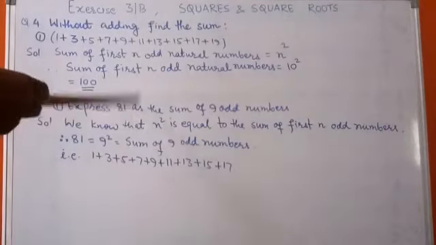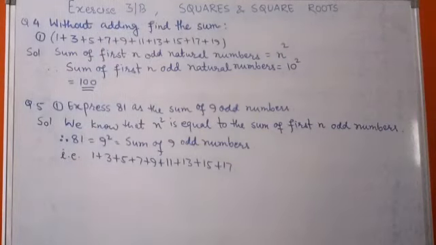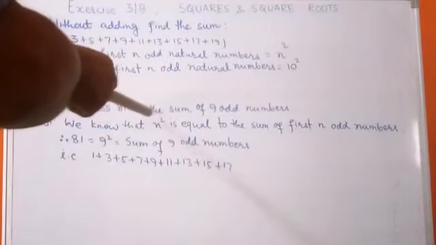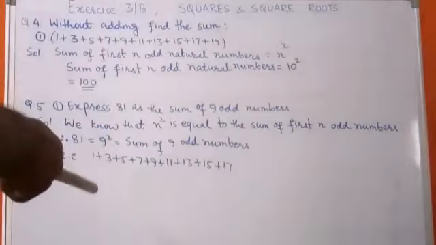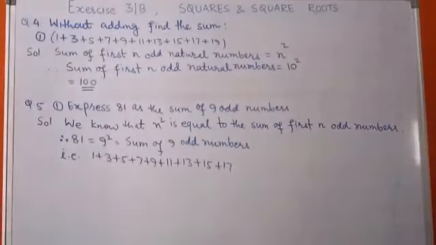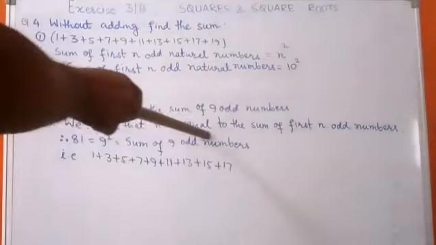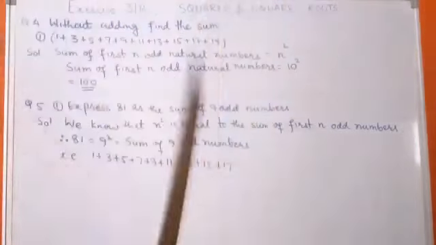Now question number 5. Here again the square of one odd number is given. We have to write this number as the addition of n odd natural numbers, so that we know n squared is equal to the sum of the first n odd numbers.